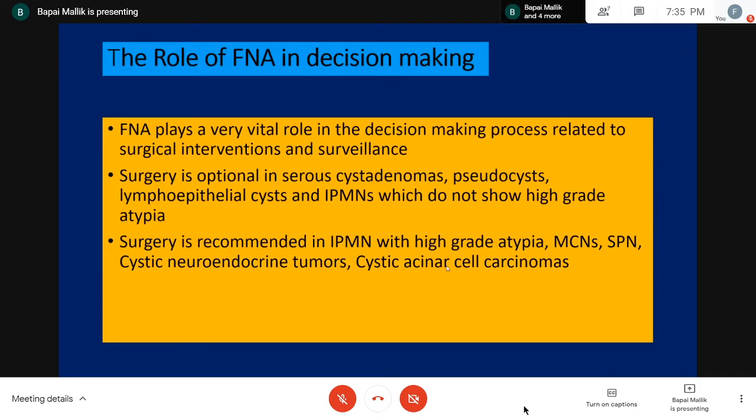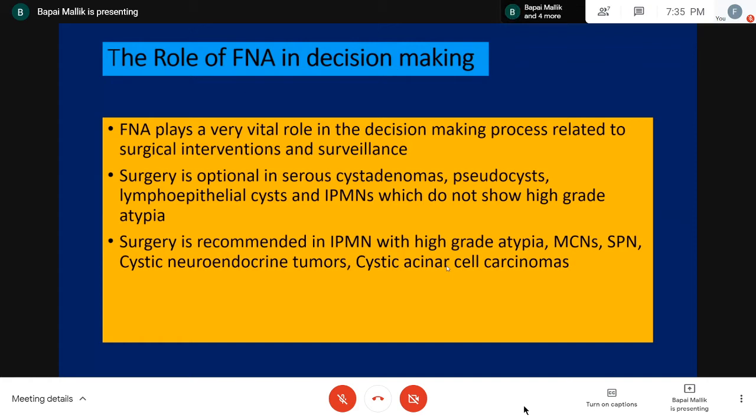FNA does play a very important role in the decision-making process related to surgical interventions or surveillance. So when there is a pancreatic cyst, there are three things that you can do. You can just leave the cyst, forget about it and let the cyst be, or you can decide on removing the lesion surgically, or you can put the particular lesion under surveillance.